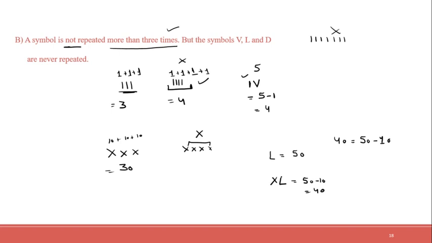Because L is a larger number, that means 50 is larger than this 10. If I write a smaller number on the left of the larger number, then the smaller number will get subtracted from the larger number. That means 50 minus 10 is equal to 40. Now I want you guys to tell me what this symbol means.